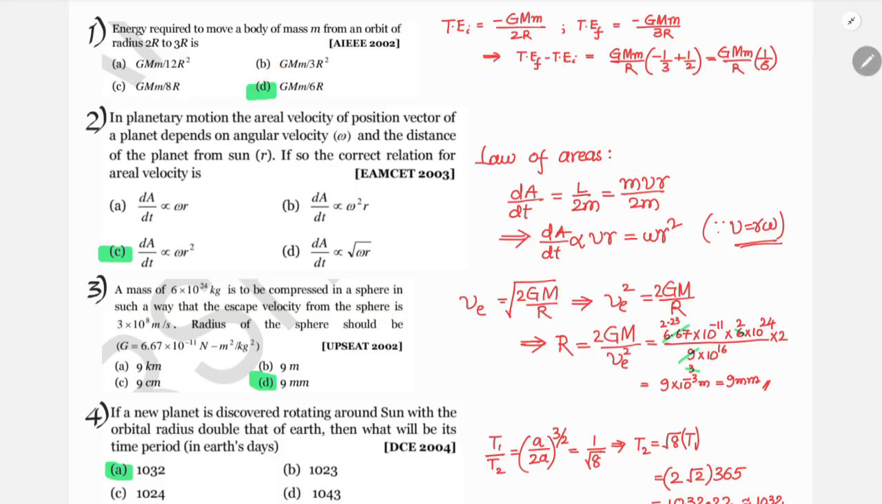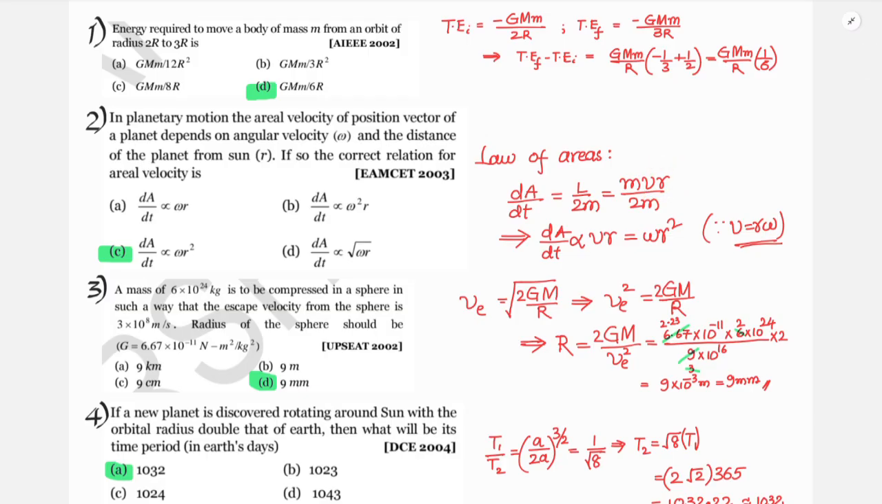Now come to the second one. The second one is directly the second law of areas, conservation of angular momentum, dA by dt. We already proved the areal velocity is L by 2m. Here 2m is constant, only L is the variable, which depends on mvr. So in mvr, m gets cancelled. Again, the variables are velocity and radius, the radius of the circular orbit.